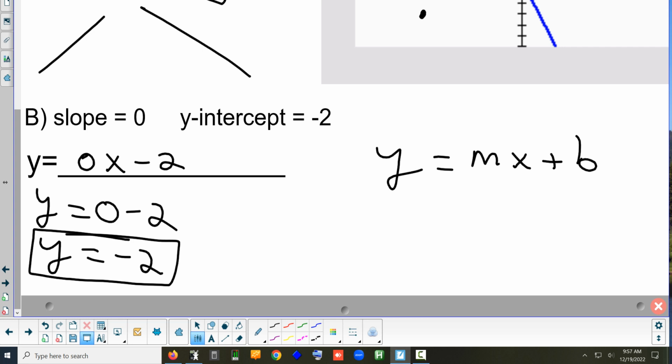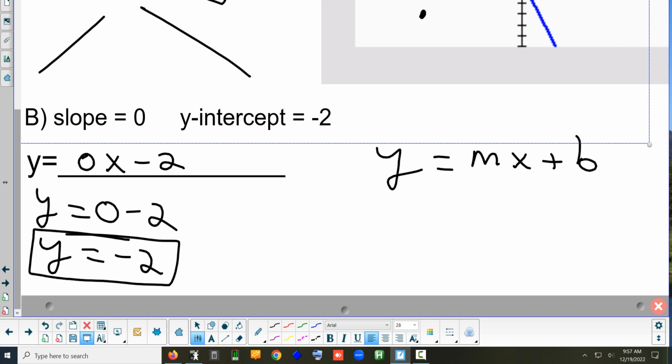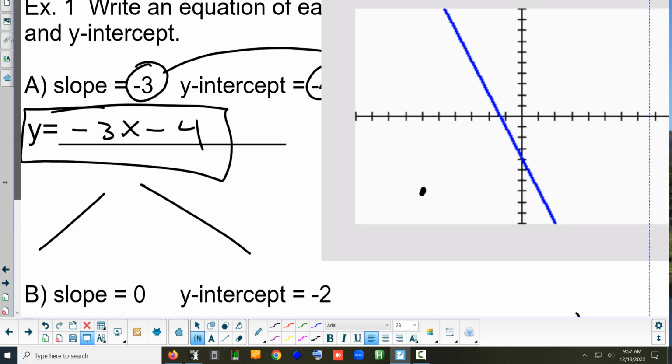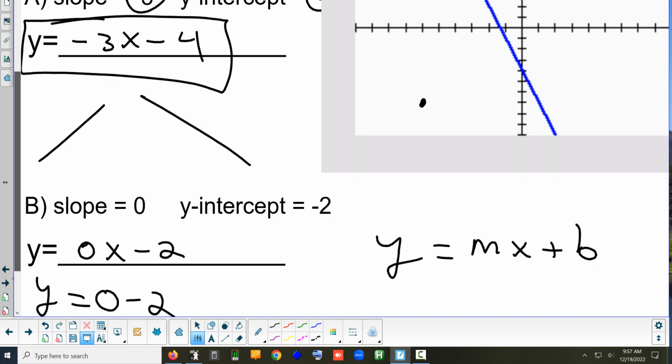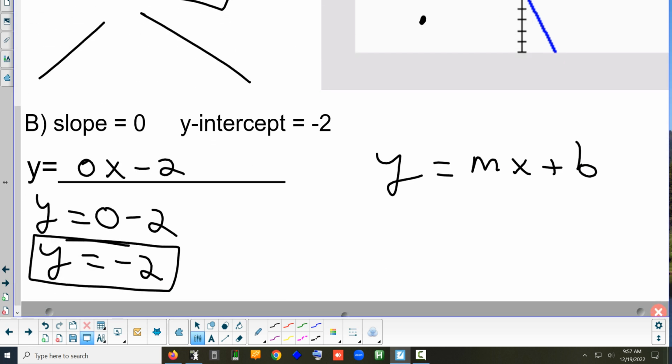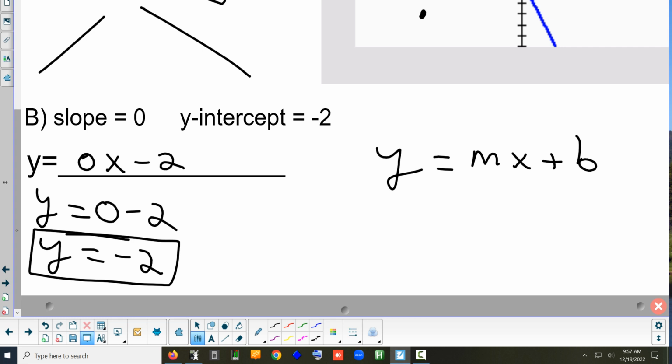So the only time that the x can disappear from the answer is when the slope is a 0. If the slope is not a 0, then the x will not disappear. The x will always be there. So any question on that type? Do I write down 0 equals 2? Well, if you write 0, take away 2, you started to simplify it, but then you want to finish it and put what's in the box.